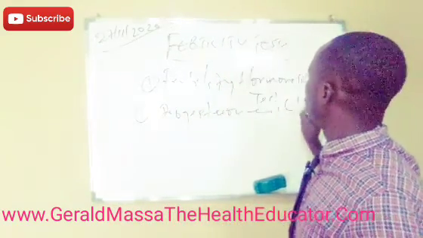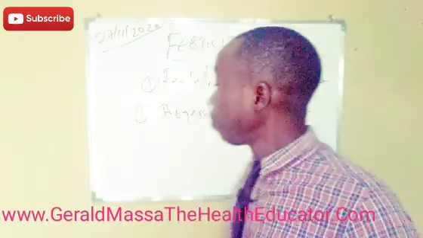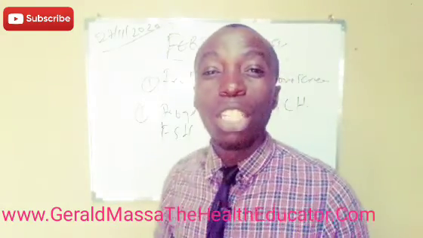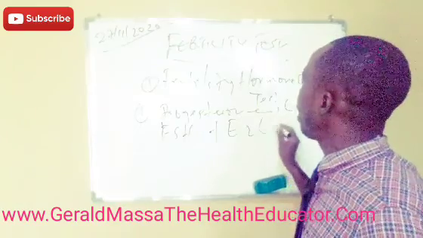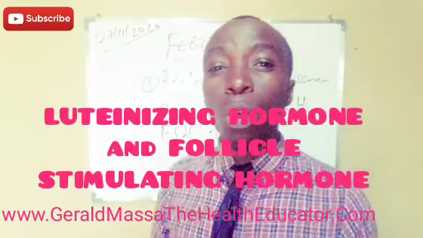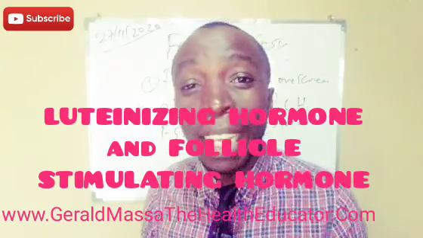And the next hormone is what we call LH or luteinizing hormone. And then the next hormone is what we call the follicle stimulating hormone. The next hormone is known as E2 or estradiol. E2 or estrogen is a hormone which is actually produced by your egg cells.